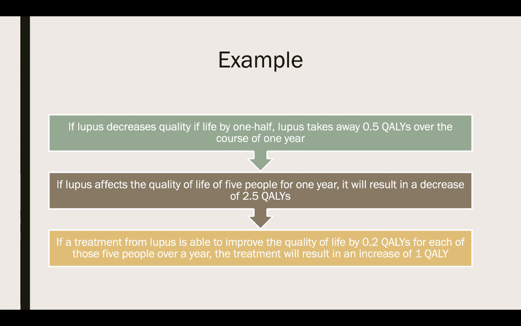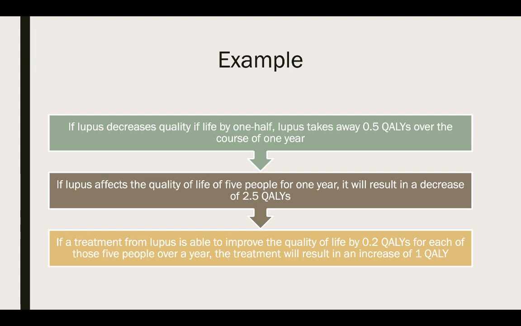So lupus in this example is decreasing quality of life. Let's say it decreases quality of life while I'm living by one half. So this disease is taking from me 0.5, or one half, quality adjusted life years over the course of 1 year. So I'm losing a half of a quality.